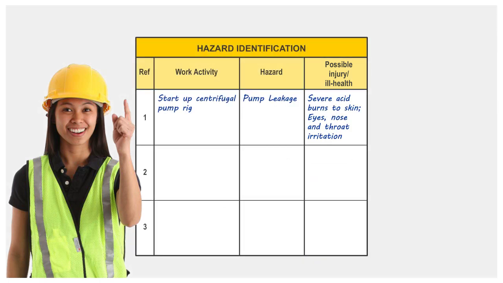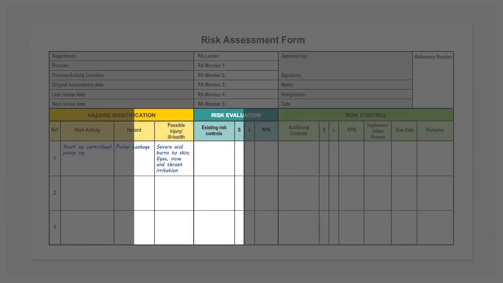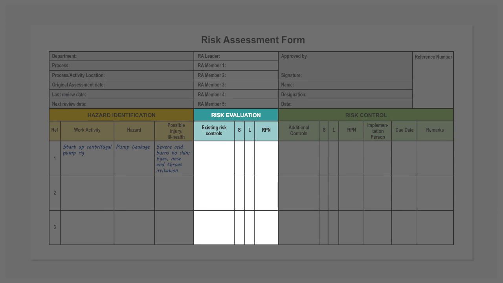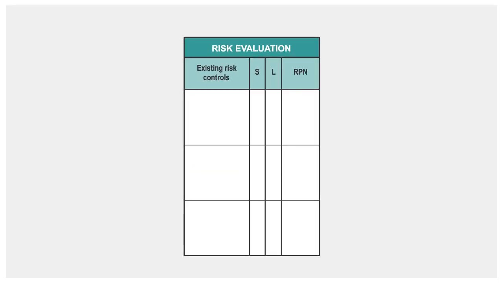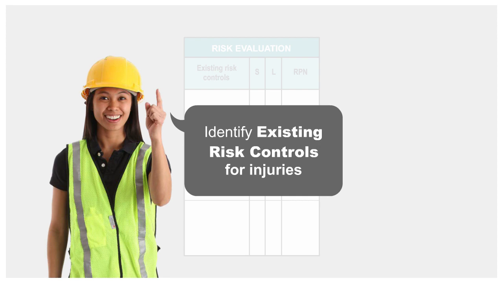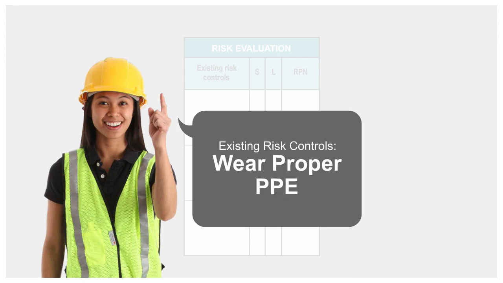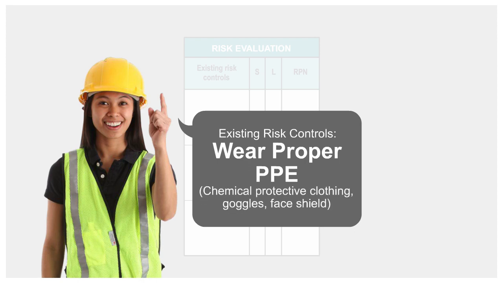Once we are done with hazard identification, we will proceed to perform risk evaluation for each identified injury. In total, there are 4 columns we need to address in the risk evaluation. First, we have to identify existing risk controls already in place. For example, the existing risk control to prevent the identified injuries is to wear proper PPE, such as chemical protective clothing, goggles, and face shield. We will record them in the column.